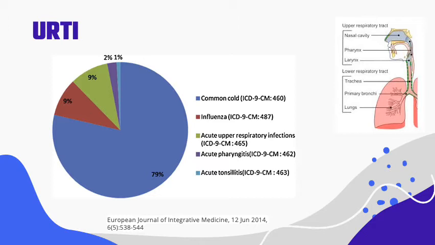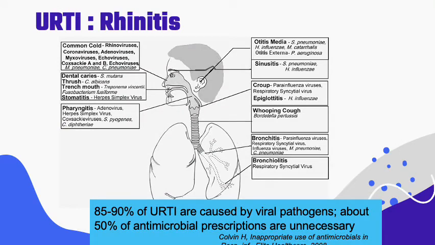Next to the common cold, the flu, other localized upper respiratory infections, including pharyngitis and tonsillitis, comprise the majority of upper respiratory tract infection consultations in the outpatient. What is important to note is that the common cold, acute rhinitis, is 85 to 90% rhinoviruses, coronaviruses, adeno, myxo, echo, coxsackie, mycoplasma, or chlamydia.